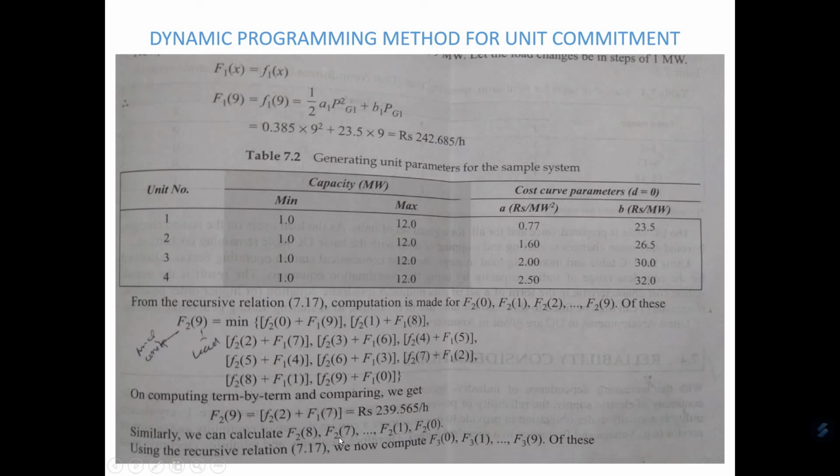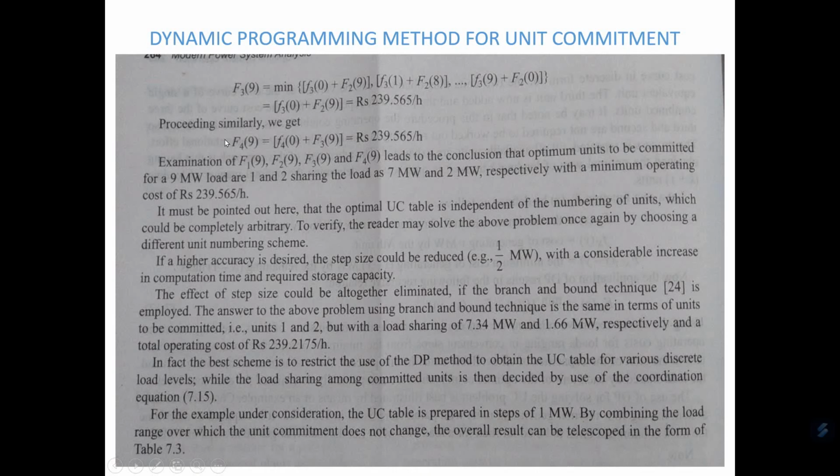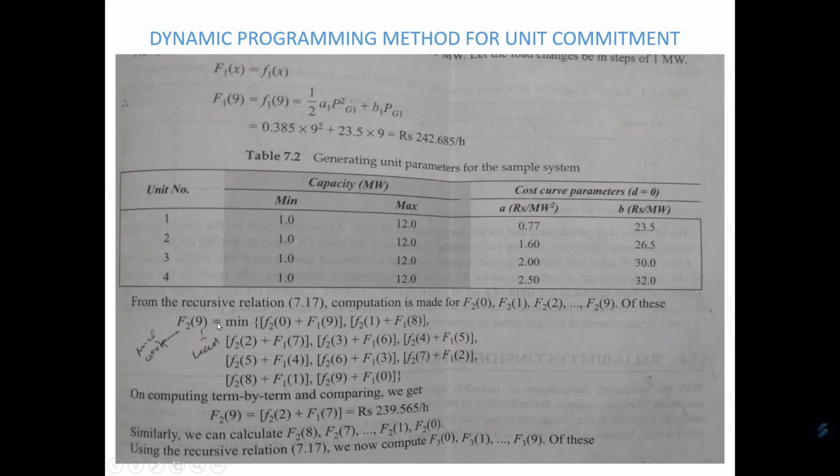Similarly, we can calculate the f2 of 8, f2 of 7, f2 of 1, f2 of 0, etc. And similarly, we can calculate the f3 of 0 to f3 of 9. Okay, and also we can calculate the f4 of 9. So for the f4 of 9, f4 of 0 plus f3 of 9 is the best combination. Suppose for generating 9 megawatt, if we have to use the first generator only, we can calculate the f1 of 9. If two generators are used, we need to use generator number 2 and generator number 1.